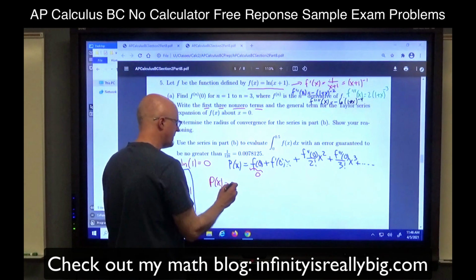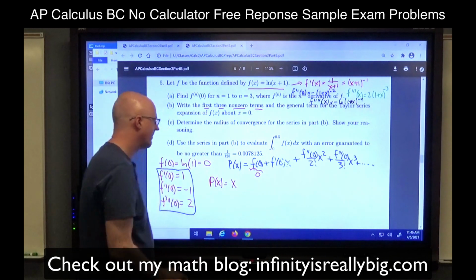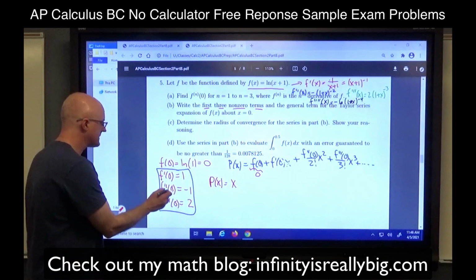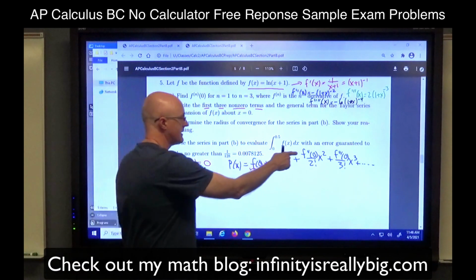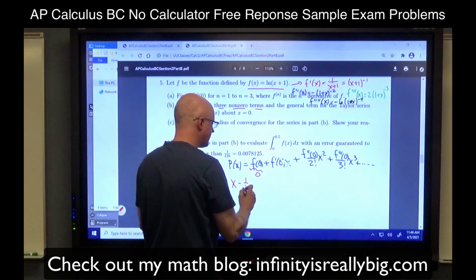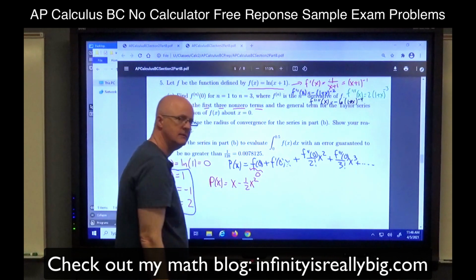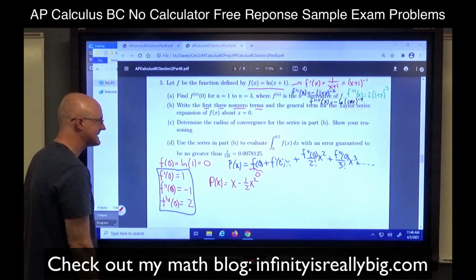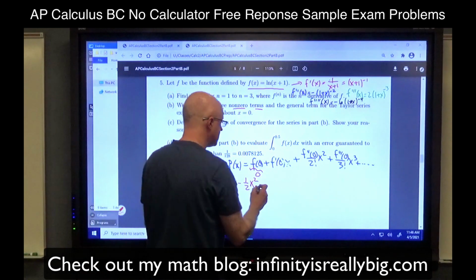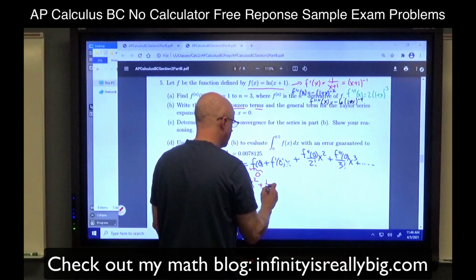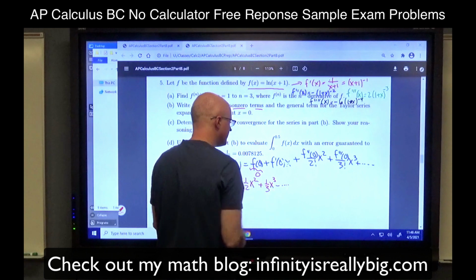F prime of 0 is 1, 1 times x is x. F double prime of 0, this is a 0 here, is negative 1. Again, negative 1 divided by 2 factorial is negative 1/2 times x squared. And then plus f triple prime of 0, which is 2 over 3 factorial, which is 6. 2 over 6 is 1/3. There are the first 3 non-zero terms.